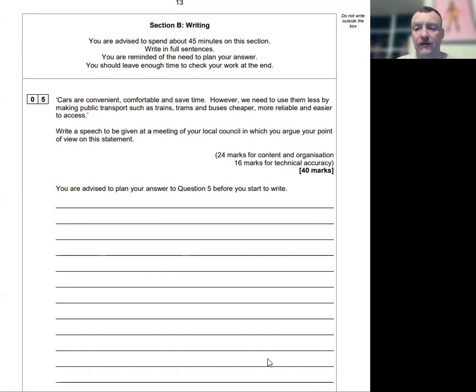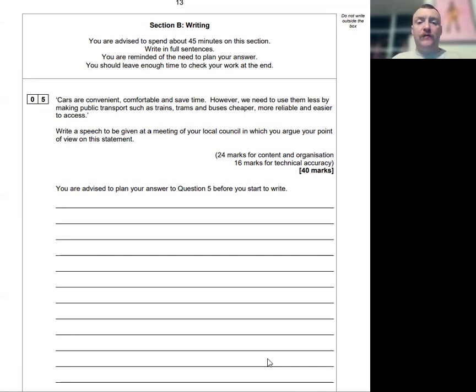I want to write 5 paragraphs. I want an introduction, point 1, point 2, point 3, conclusion. Okay, so I'm aiming for 5 paragraphs minimum for this question. Cars are convenient, comfortable, and save time.